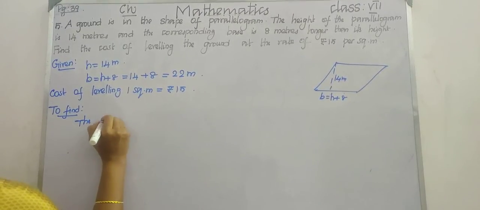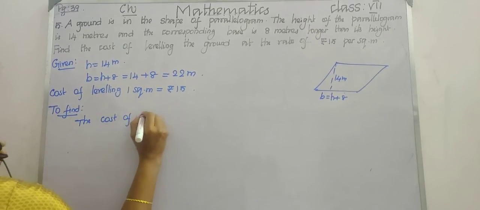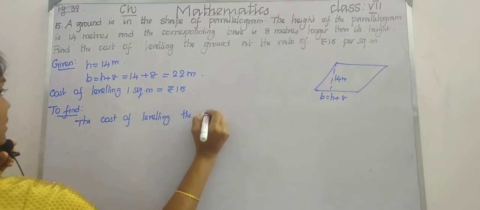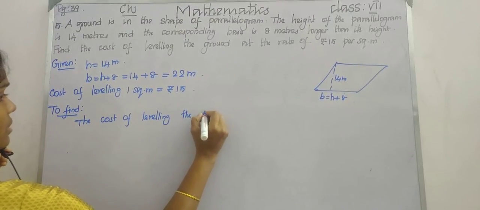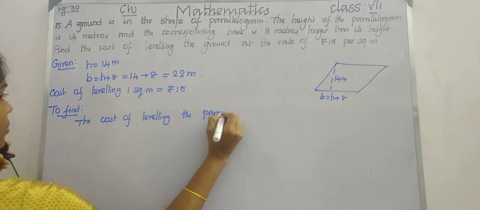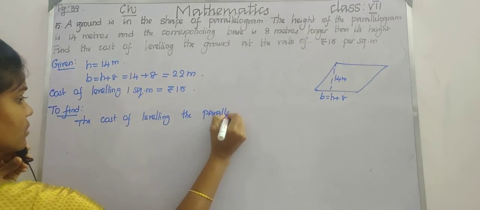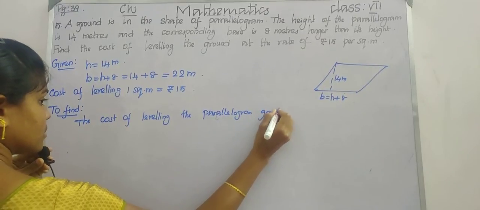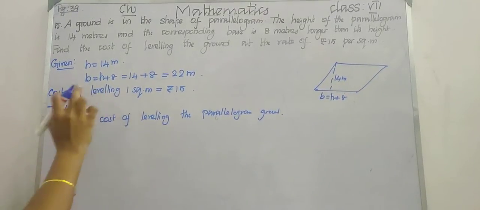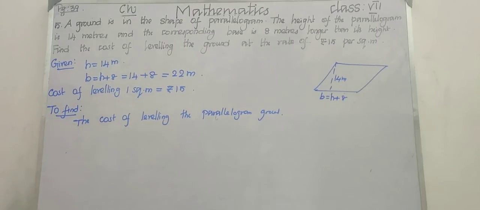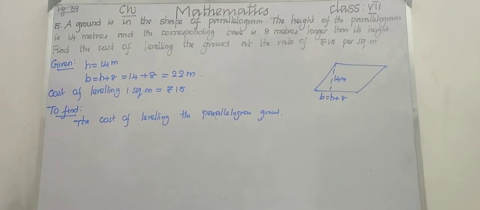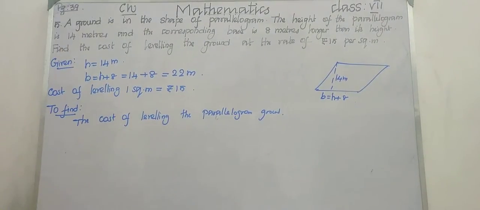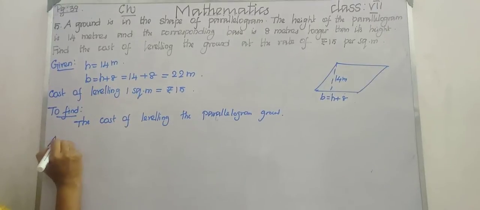The cost of leveling the parallelogram ground, the full ground. For 1 square meter it costs rupees 15. We need to find the cost for the total, full ground. First of all, we need to find the area.